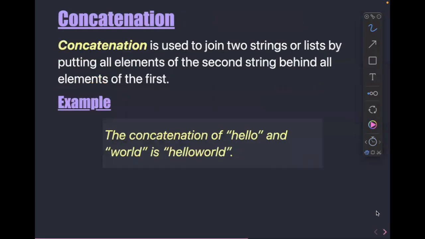One operation that I want to make sure you're familiar with is concatenation. That just joins two strings or lists by putting all elements of the second right behind all the elements of the first. The best way to show it is by example: if you're concatenating hello and world, you get helloworld. That's an operation we should be familiar with.